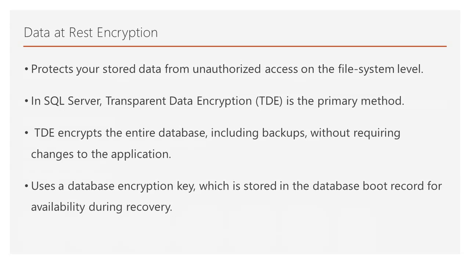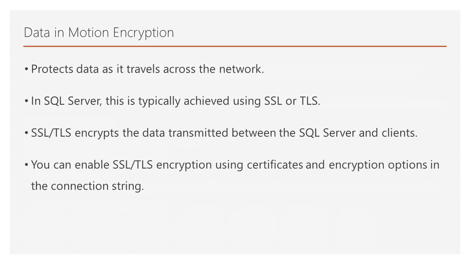To do that, it uses a database encryption key, which is stored in the database boot record for availability during recovery. By enabling transparent data encryption, you safeguard your data against threats like stolen disks or unauthorized physical access to storage devices. Data in motion encryption protects data as it travels across the network.